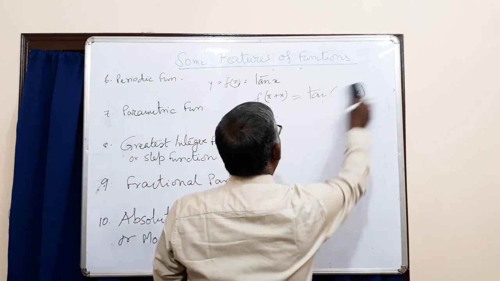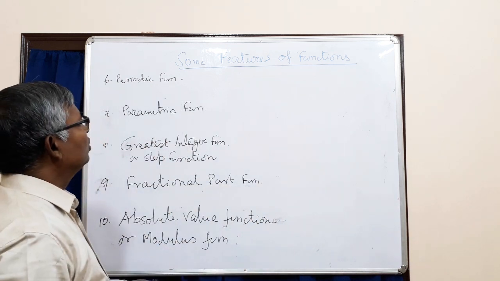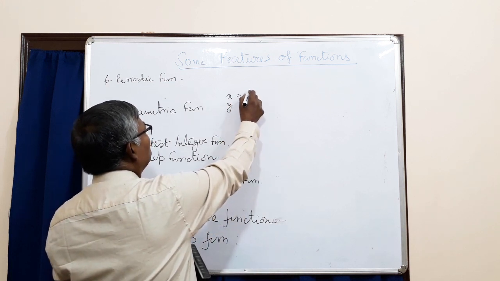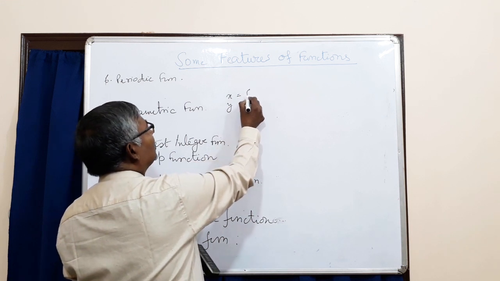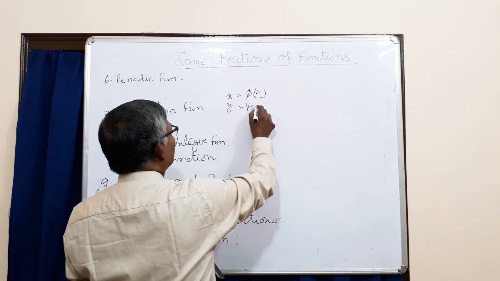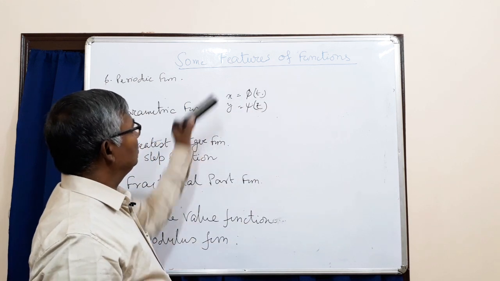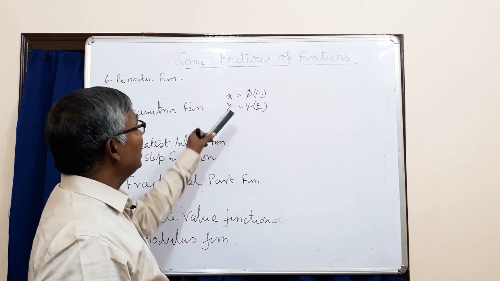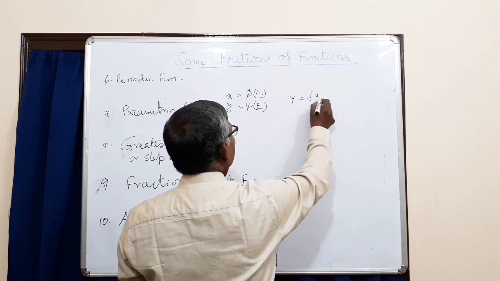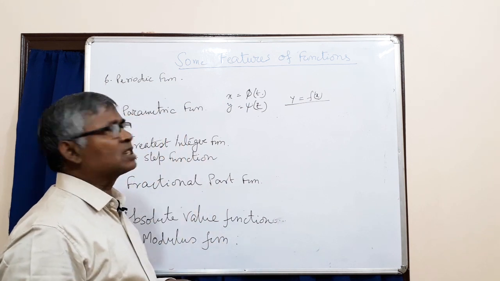Let us take another definition, of parametric function. What is a parametric function? Suppose both x and y are related to another independent variable, phi t and psi t. Both the variables are related to that. Then the relation of y, if we write y equals f x, this type of function is called a parametric function.